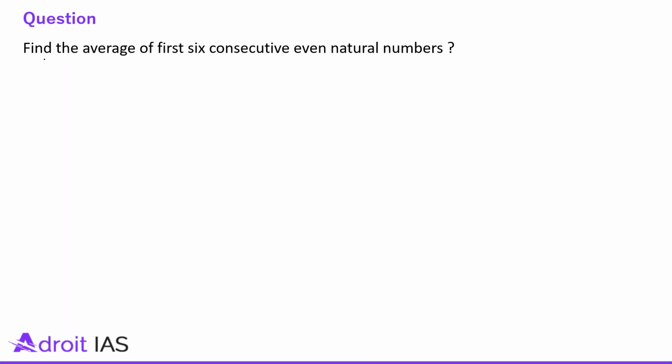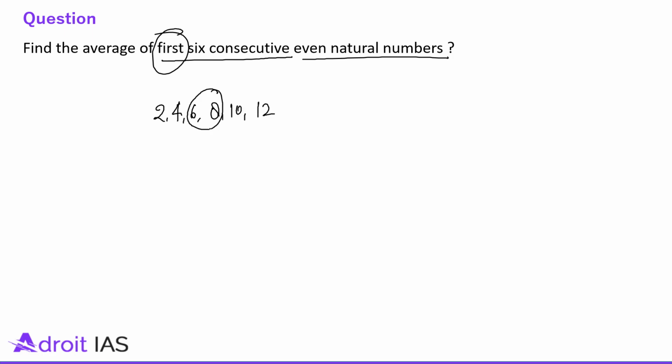Next question says, find the average of first 6 consecutive even natural numbers. 2, 4, 6, 8, 10, 12. Here you can find the average of the first and last terms, which is 7, or 12 plus 2 divided by 2, which is again 7. Both the processes are there for you.